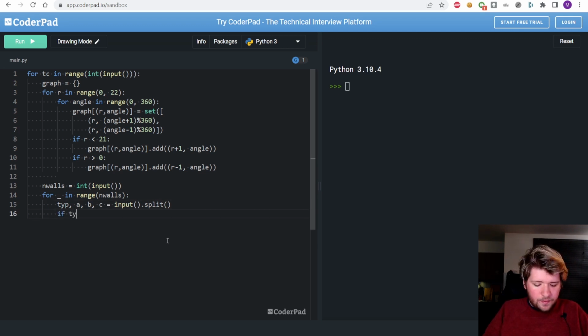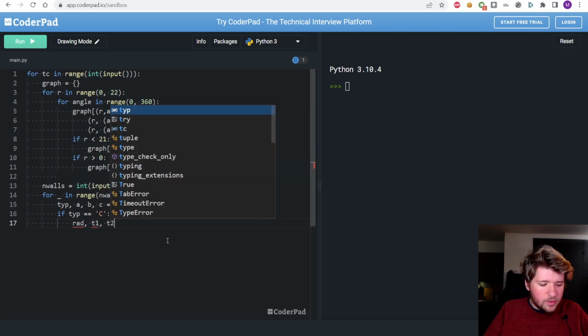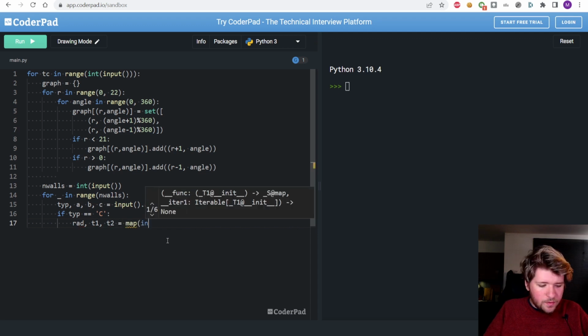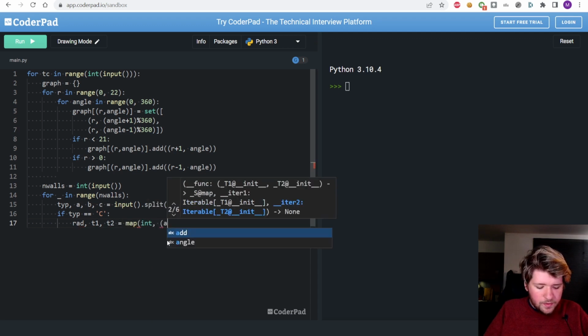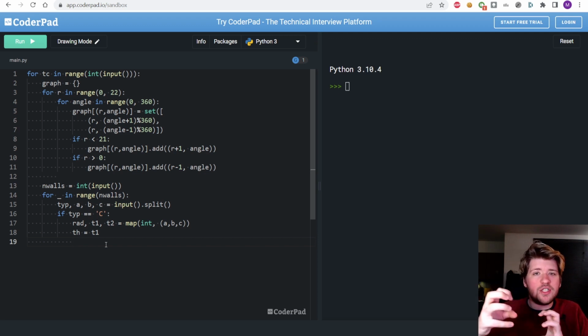Then there are 3 values that mean different things depending on if you have a circular wall or a straight wall. So if the type is a circular wall, the ABC values will be the radius and then the 2 angles that we can call T1 and T2 for theta. And of course, we have to convert them to ints. Then we can iterate over all the theta values of the wall and remove the corresponding edge between the two cells on each side of the wall.